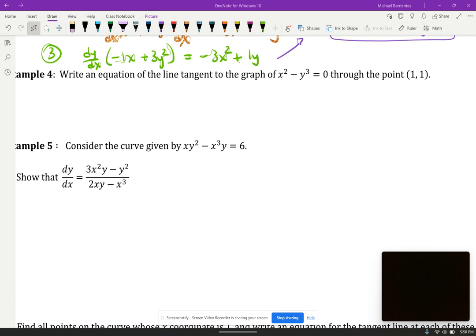Example 4. Can you write an equation of the line tangent to the graph of x squared minus y cubed equals 0 through the point 1, 1? So what do we need to remember? Well, we need to remember that the equation of the line tangent to the graph always uses this setup.